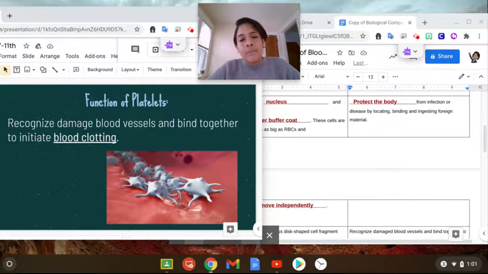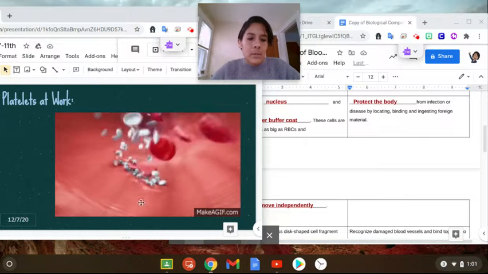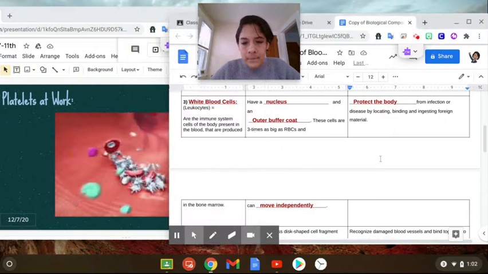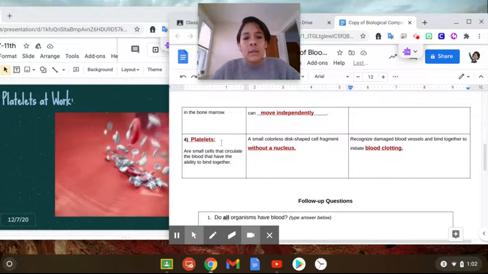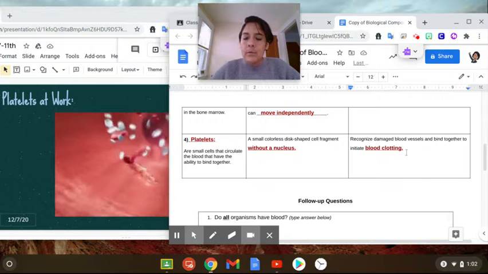If you get an injury, if you get a cut on the surface of your body or internally, you need your blood to clot to stop the bleeding and then to start the healing process. We see blood clots and platelets mostly on the surface of our skin through scabs. And here's a little representation of them at work. So moving down, platelets: without a nucleus, and blood clotting.